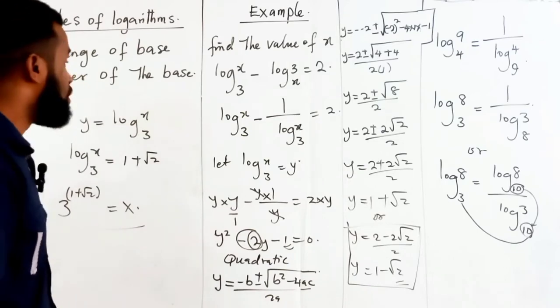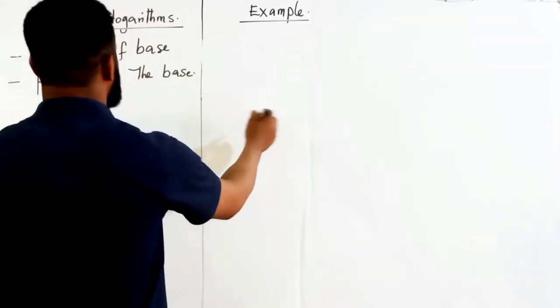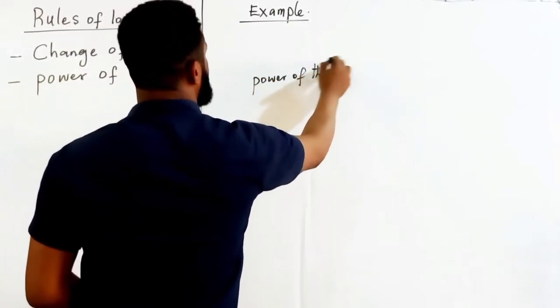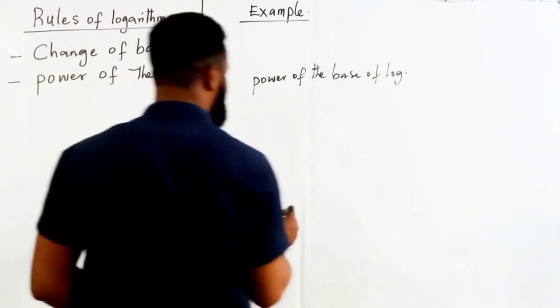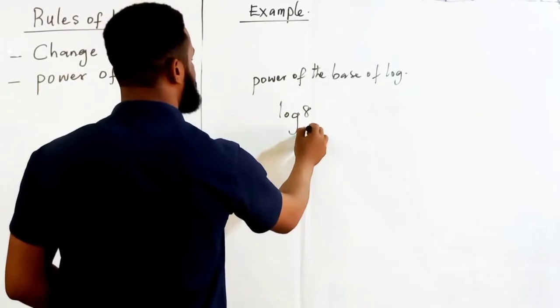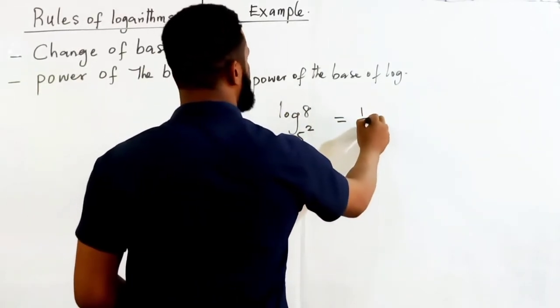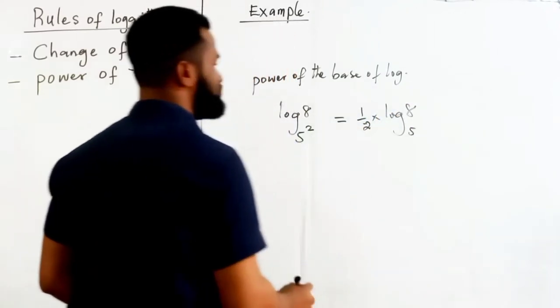Let's solve another one on the principle called power of the base. The second principle, power of the base of logarithms, says that if you have log 8 base 5 raised to power 2, the result is going to be 1 over 2 times log 8 base 5. Boom.